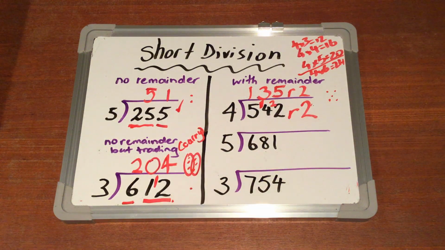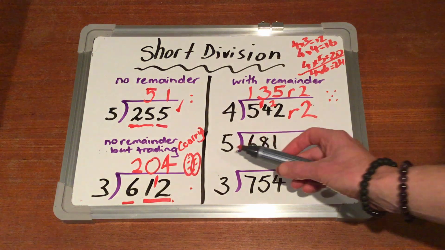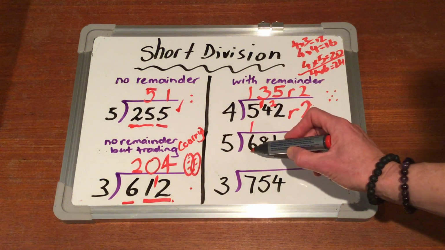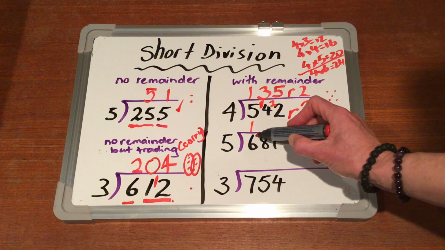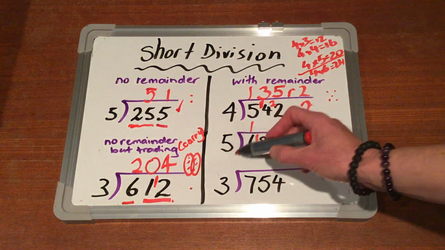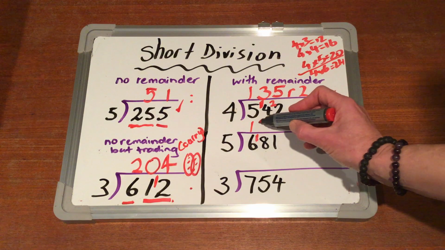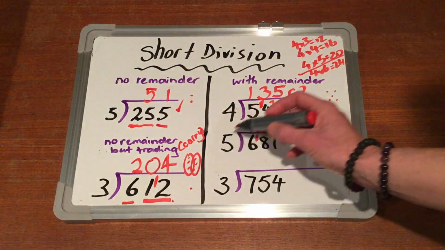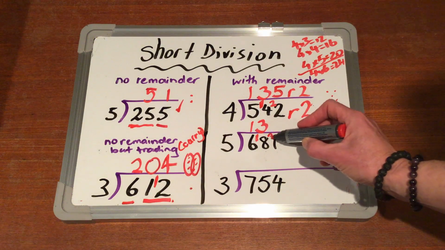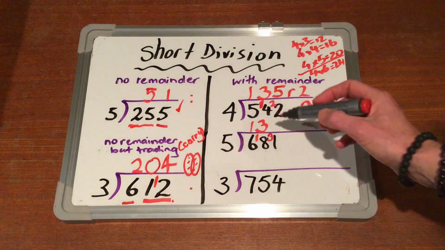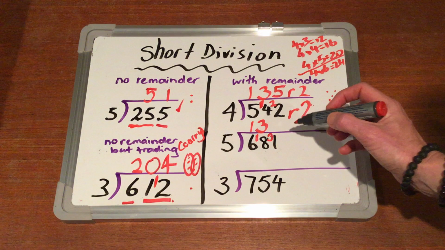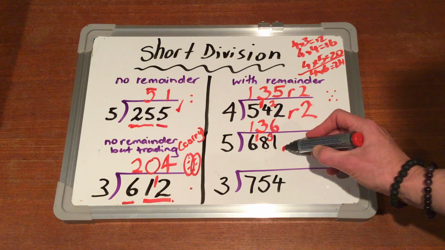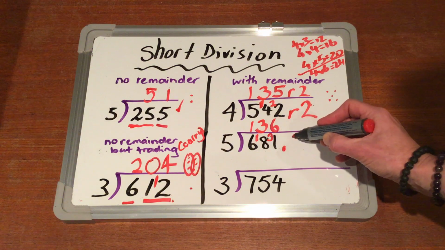All right, let's have a look at the one underneath here, which is going to go into remainder with a decimal. 5 into 6 goes 1. 1 5 is 5, which means I've got 1 left over. 5 into 18 goes 3 times. 3 5s are 15. And then I've got 3 left over. 5 into 31, or 5 into 30 goes 6 times. 5 6s are 30. But I've got 31, so I've got 1 to carry.